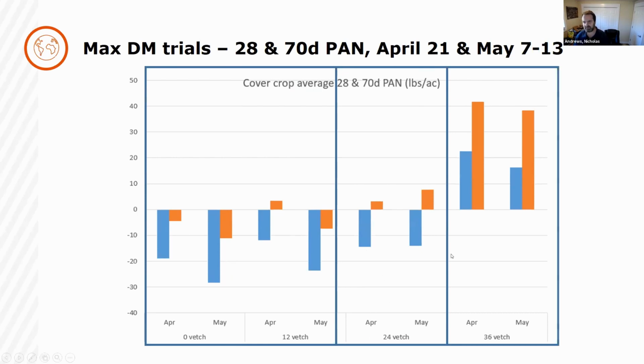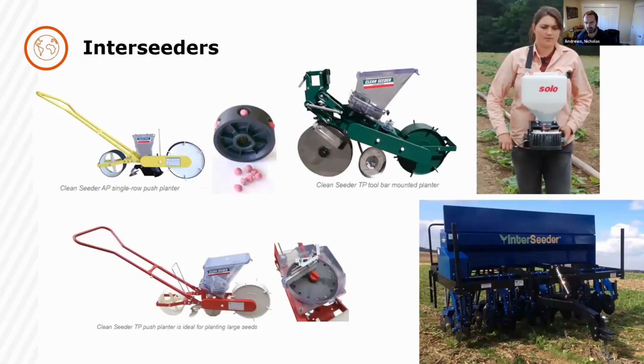And then the 36 pounds was actually mineralizing nitrogen from the beginning, and we actually got about 40 pounds of PAN from that treatment. So we think that our sweet spot with 100 pounds of triticale is somewhere around 20 to 25 pounds of vetch to 100 pounds of triticale, but we'll get more results.